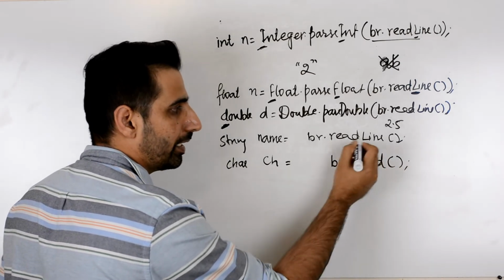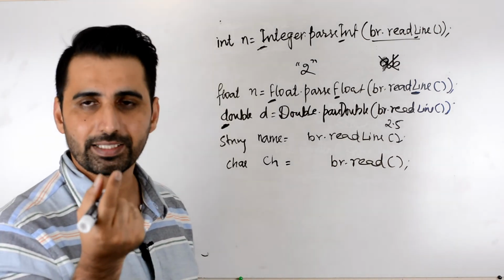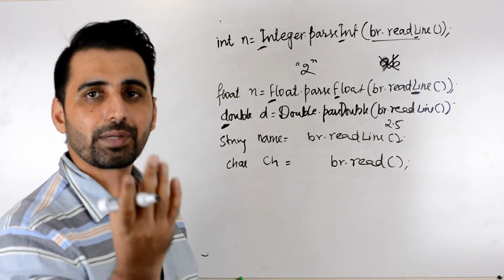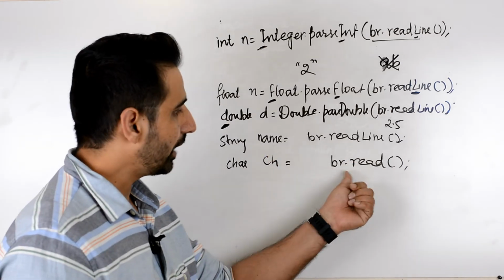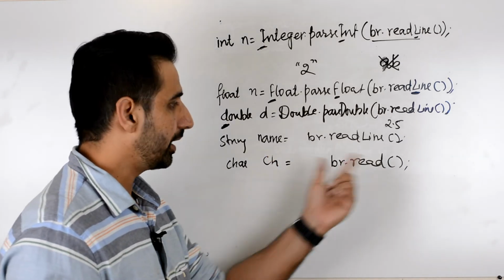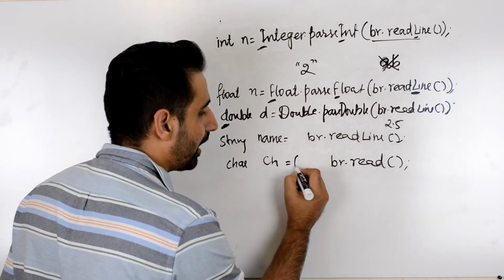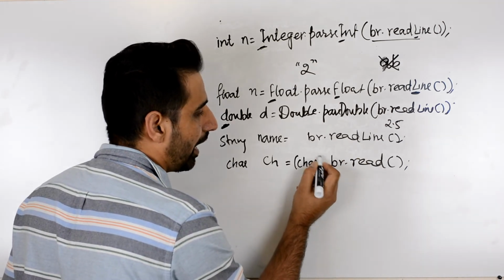We will not write down line, because the character is only one character. A string is a group of characters, but we have to read only one character. We don't have to read the entire line. So for that we have written br.read instead of br.readLine. But we have to convert that into a character, so we have to write char in this way.